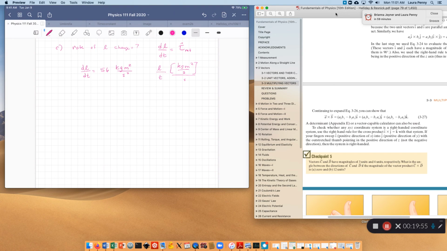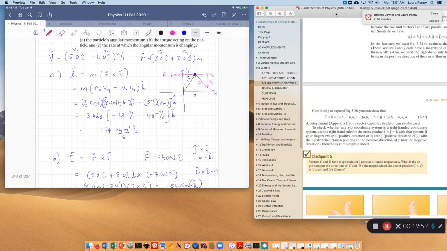And it's actually increasing. So if this force continues to work on this object, it's going to change it to having a positive angular momentum. It's trying to make that angular momentum more positive every single second. So after 1 second, you're going to add 56 to this, and after a certain amount of time, this is going to end up being a positive angular momentum.